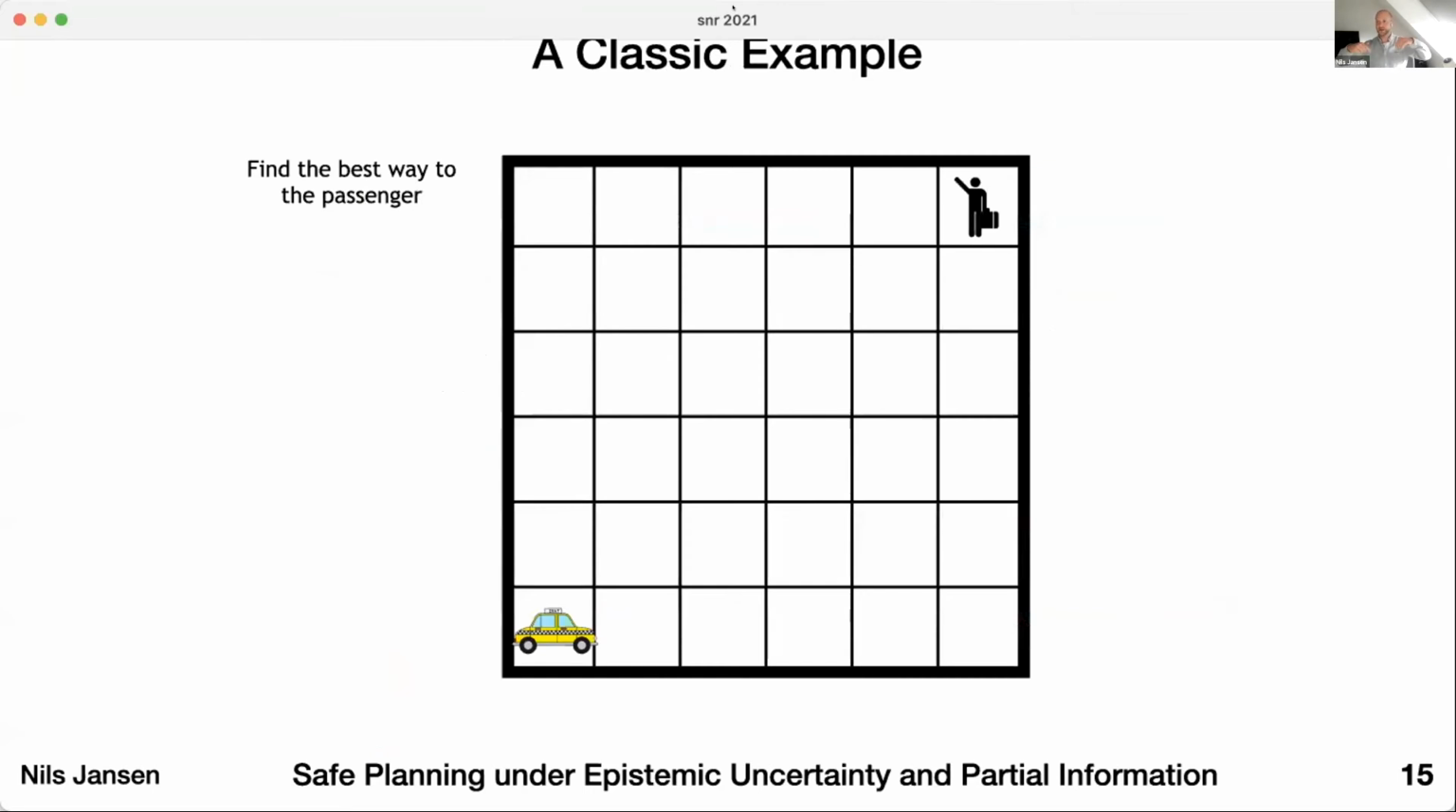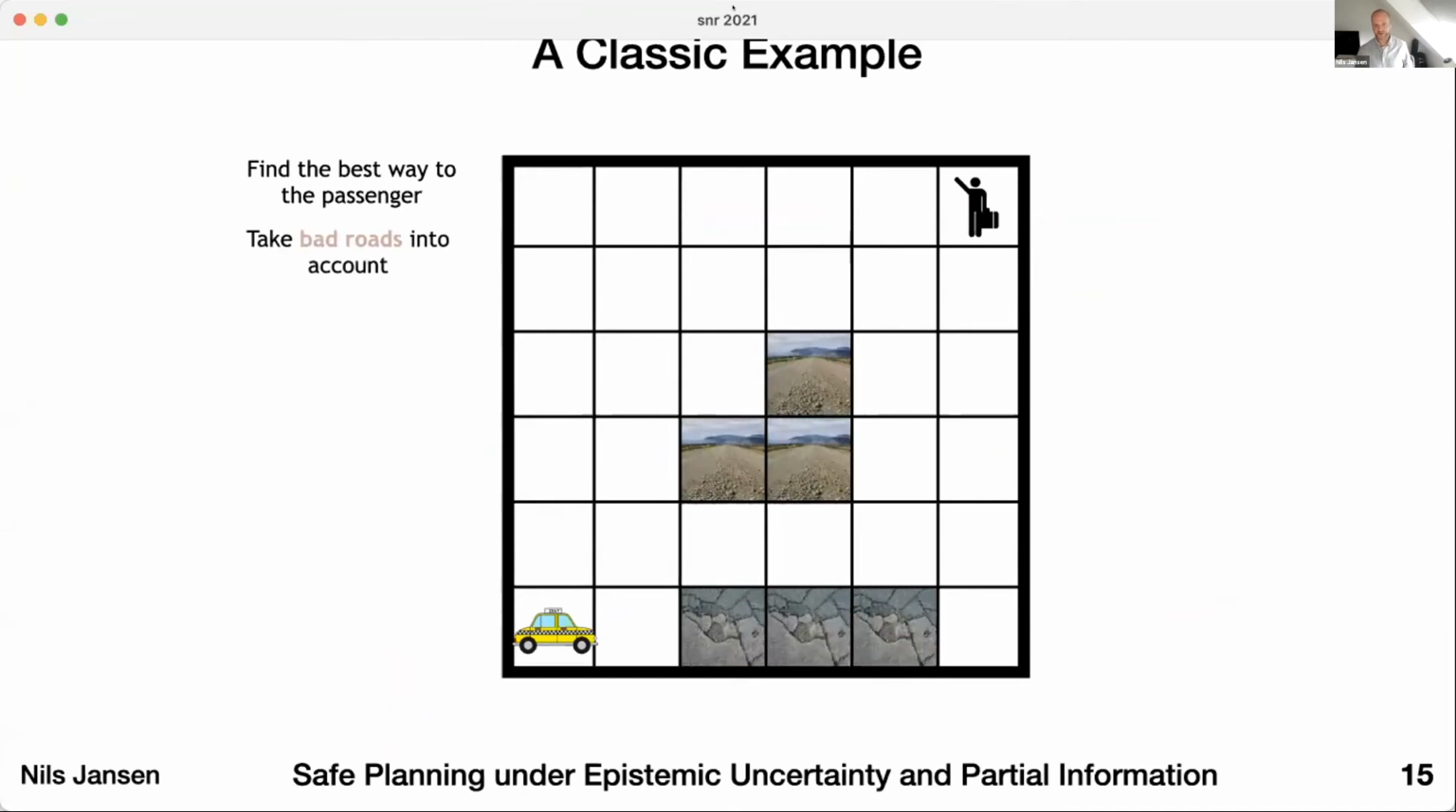Let us now go back to the more academic example. This is kind of a classic motion planning example. So the idea is we have a taxi and we have a passenger. We want to find the best way to the passenger. We also have to take some bad roads into account because it may be more expensive or infeasible to go over the bad roads all the time. Then we could say, okay, this is the best way because it's better to go over cracked roads than over gravel. However, we also need to refuel on the way, right? Because there's not enough fuel to go to the passenger.